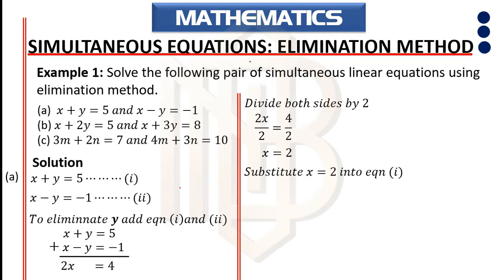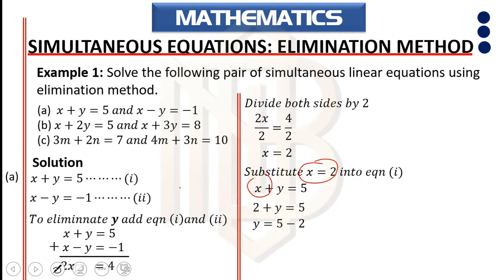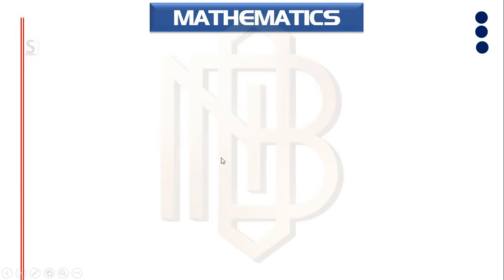So we have our equation 1 to be x plus y equals 5. If you put x equals 2 into this, you have 2 plus y equals 5, which you can then say y equals 5 minus 2. So y equals 3. That's our final answer. That means our x equals 2 and our y equals 3.